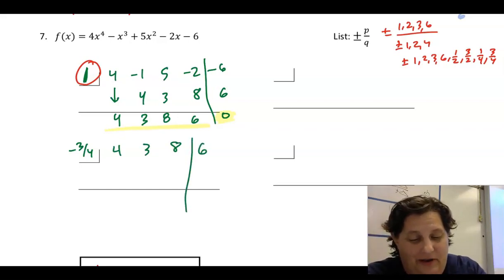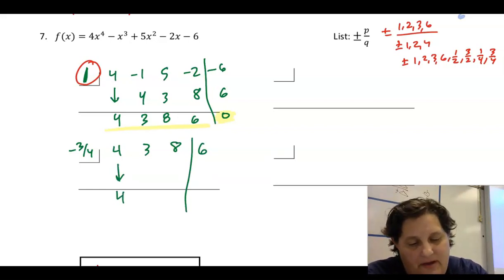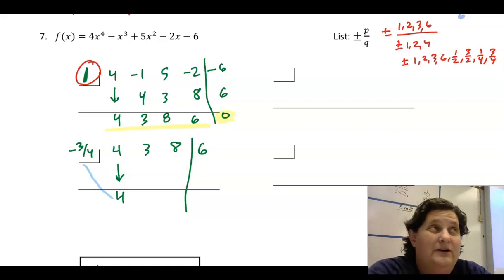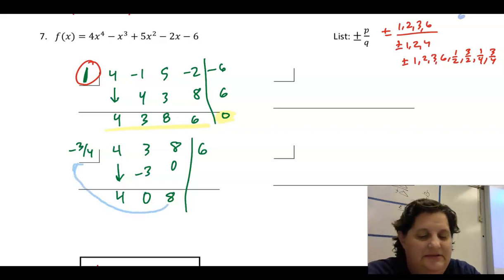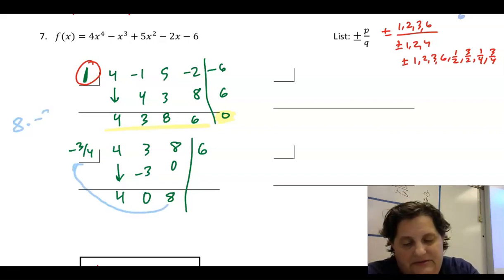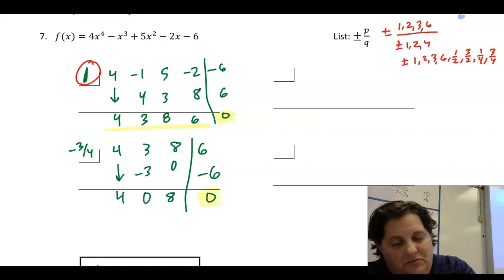Now, it looks like it's going to be really horrible because of the -3/4. I promise you it's not that bad, okay? It's a little bad. It's not that bad. 4 times -3/4. Well, the 4s cancel out, so I just get -3. And 3 minus 3 is 0. Okay? 0 times -3/4 is 0. So that gives me 8. Now, 8 times -3/4. 4 goes into 8 2 times. That gives me -6. And then guess what? 6 minus 6 is 0. So, awesome. I got 0, and it tells me that this works.